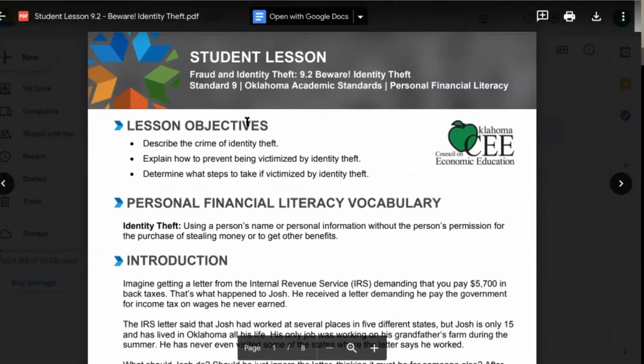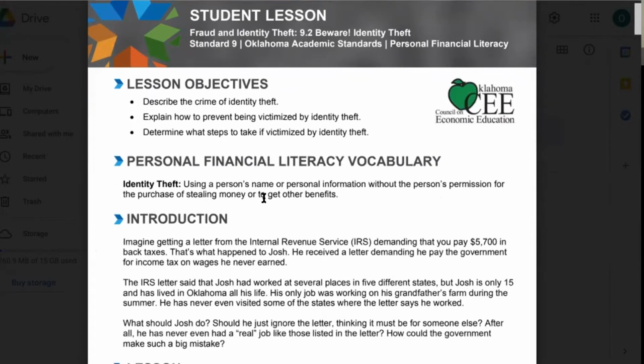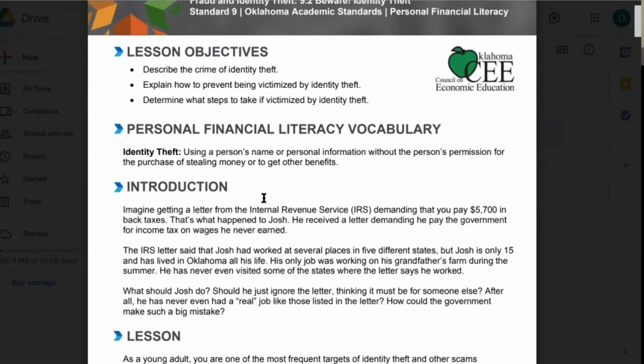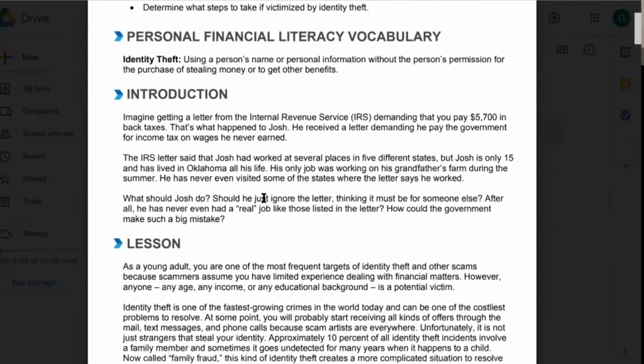And so in this lesson, we're looking at describing the crime of identity theft, explaining how to prevent being victimized by identity theft, and then also to determine what steps to take if victimized by identity theft. So it goes a little bit deeper into that than it did in the previous lesson. So we go through this.